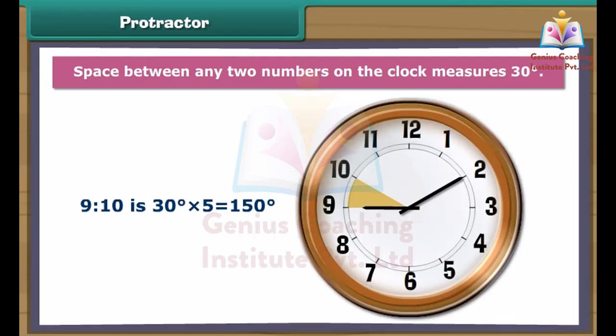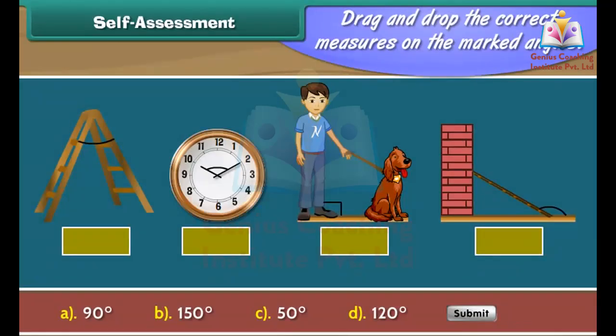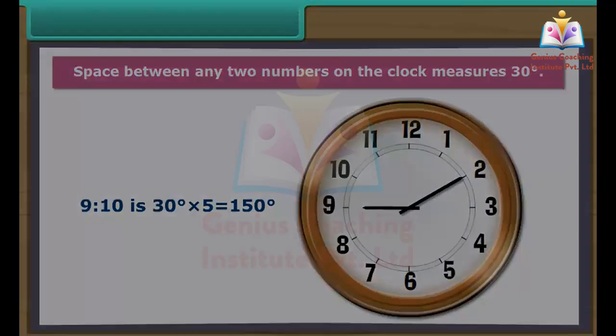And 10 past 9 as 30 degrees into 5 is equal to 150 degrees. Self-assessment. Hey kids, it's time to recall what you have learned. Drag and drop the correct measures on the marked angles.